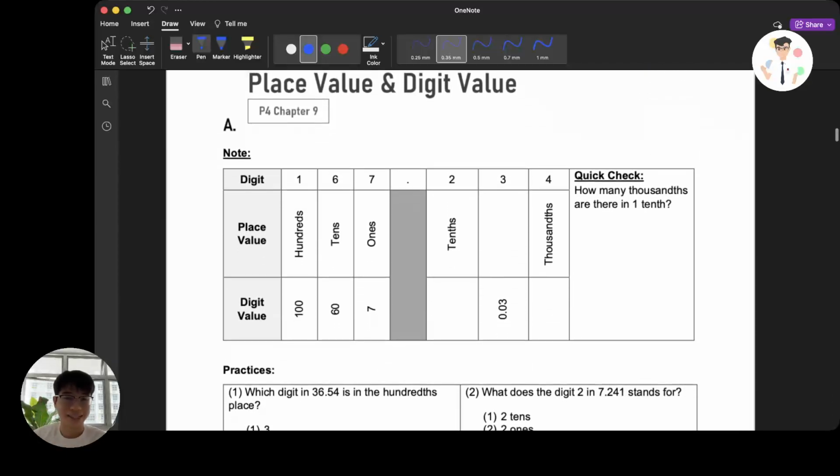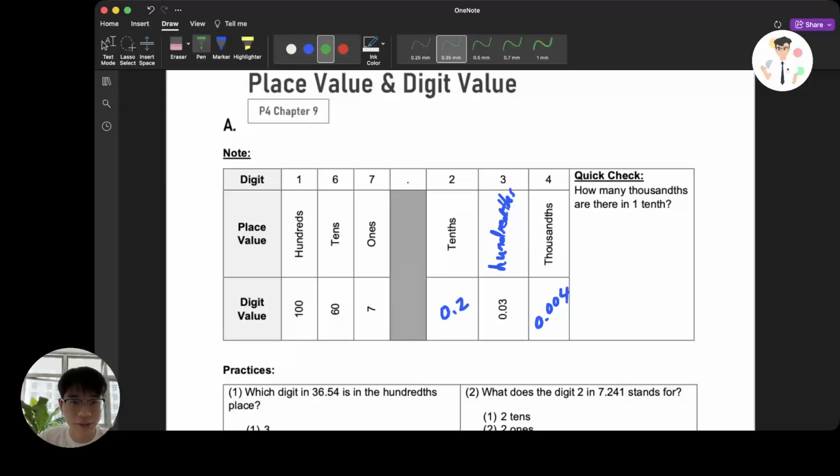So now we have 167.234. The way we name the decimal part is not "point two hundred thirty-four"; we say "point two three four". And you know this 2 is what? Tenths. This one, we call hundredths. And this is called thousandths. And this one, as you know, is 0.2. This is 0.03. This is 0.004.